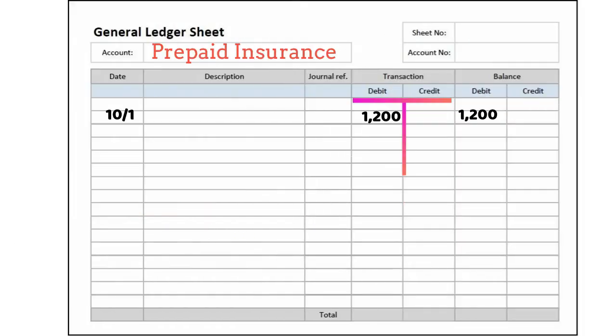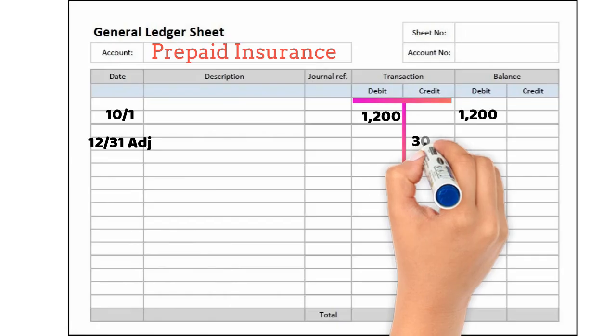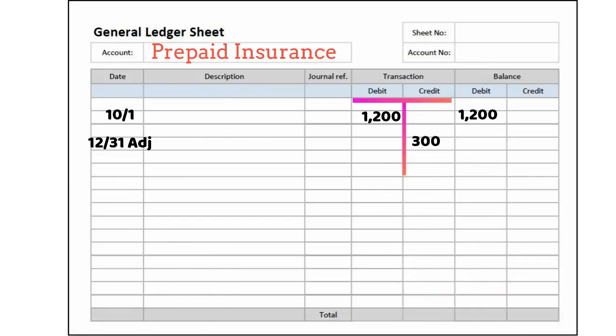Remember that our T accounts are just a tool to help us prepare the journal entry in the general journal, so the actual ledger would then need to be updated to reflect the adjustment. Now the prepaid insurance ledger correctly shows $900.